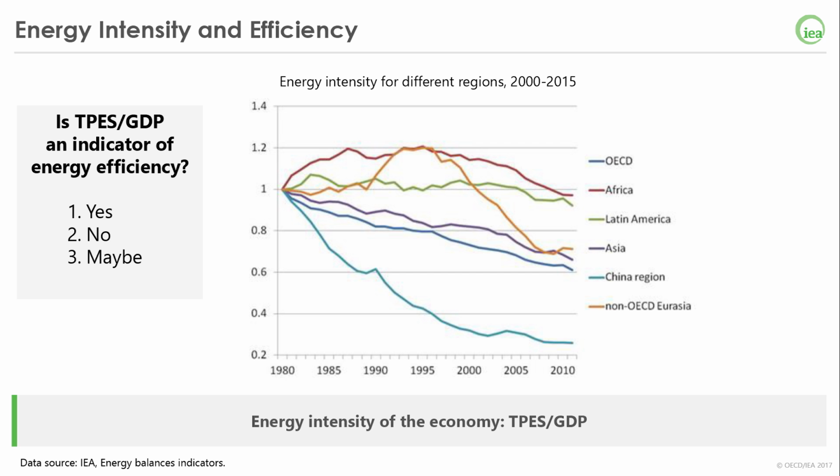And now I have a question for you. Do you think that energy intensity, calculated as the total primary energy supply divided by the GDP, is a good indicator for energy efficiency? I'll let you some seconds to think, and then I'm going to try to give you an answer.